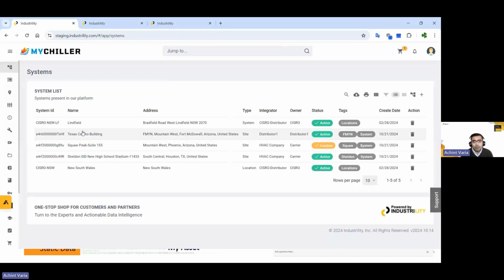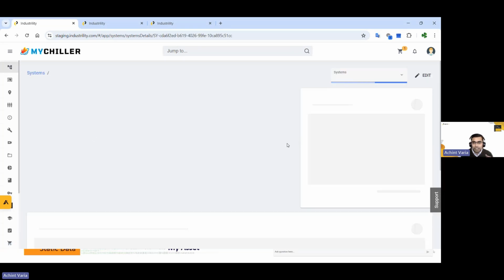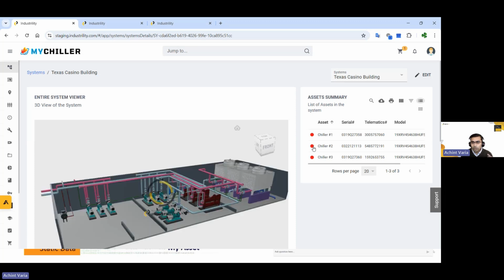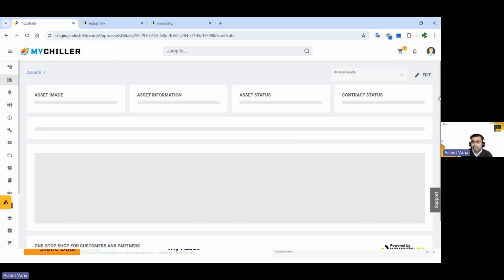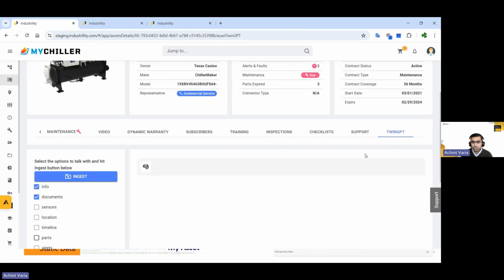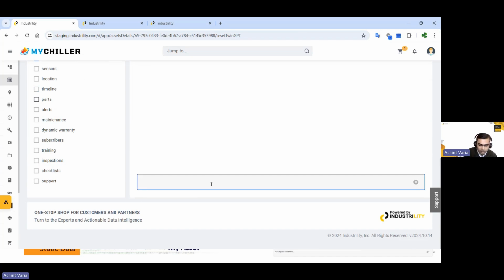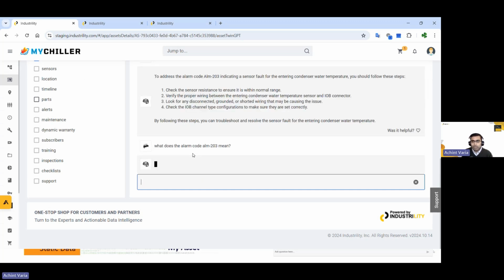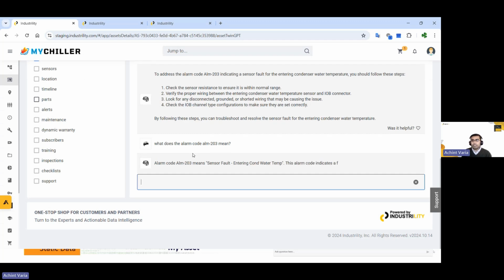So here's an example. Let's say I have a chiller from a chiller manufacturer. I'm at this Texas site. As soon as I go in, I see, hey, one of these chillers is not working, and it shows that it's red. I can go there, and then I can go to my Twin GPT and ask natural language questions. Let's say I'm getting an alarm, so I can say, what does the alarm code ALM 203 mean? And it will give me an answer. Alarm code 203 means X, Y, and Z, and then it can help me fix it.